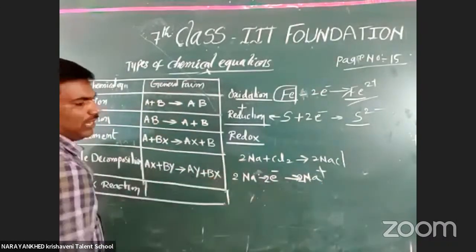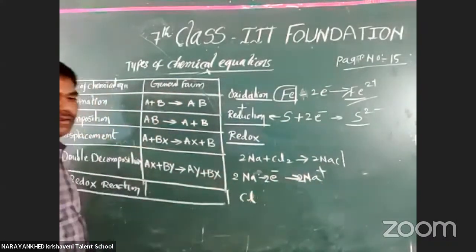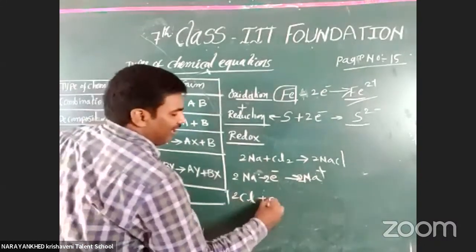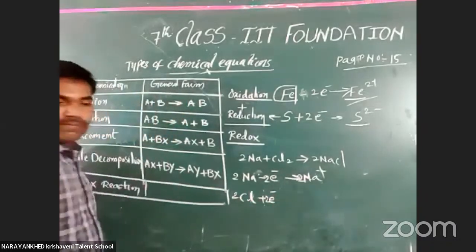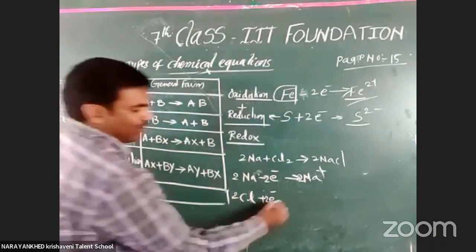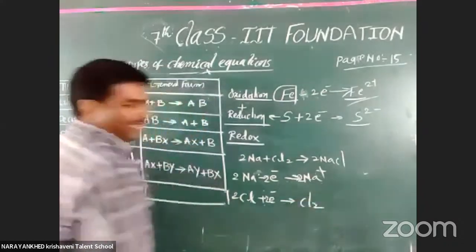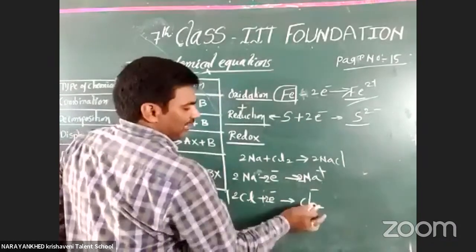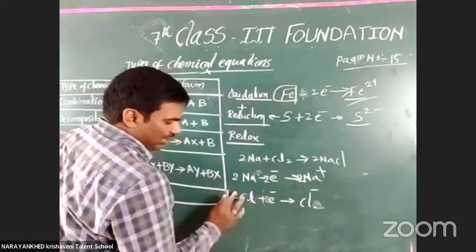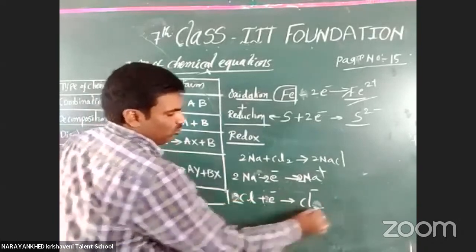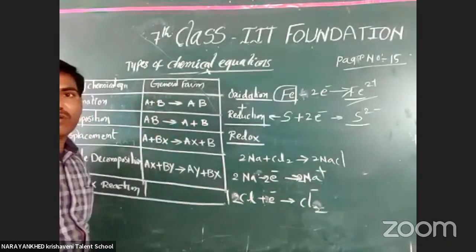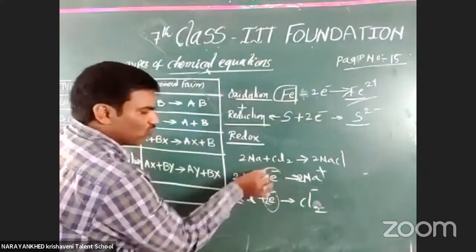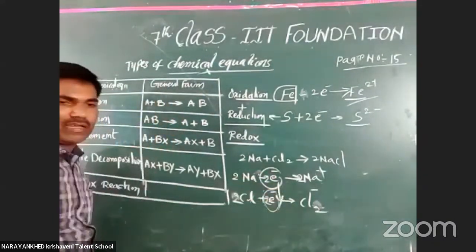Here we have taken two. Now the chlorine: two chlorines require two electrons, and it is formed as chlorine gas. Actually, one electron would be enough for one chlorine atom, but we have taken two, that is why it is two. Now, where do these two electrons come from? The sodium produces these two electrons.